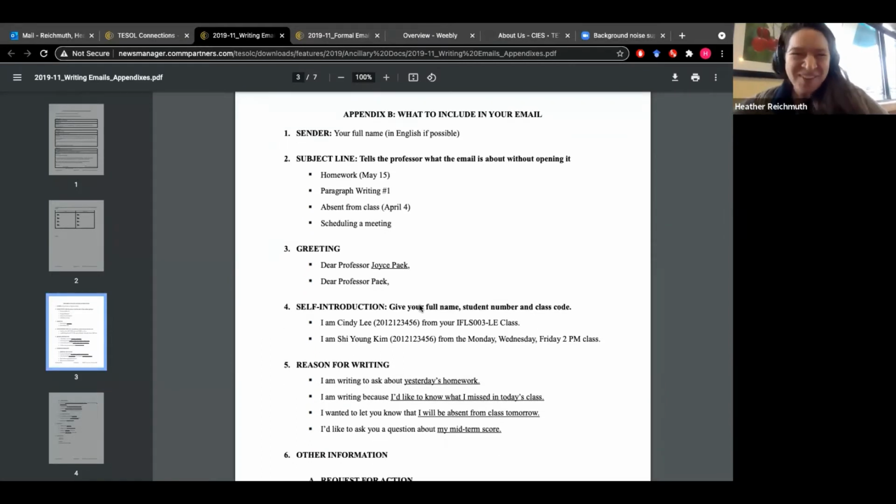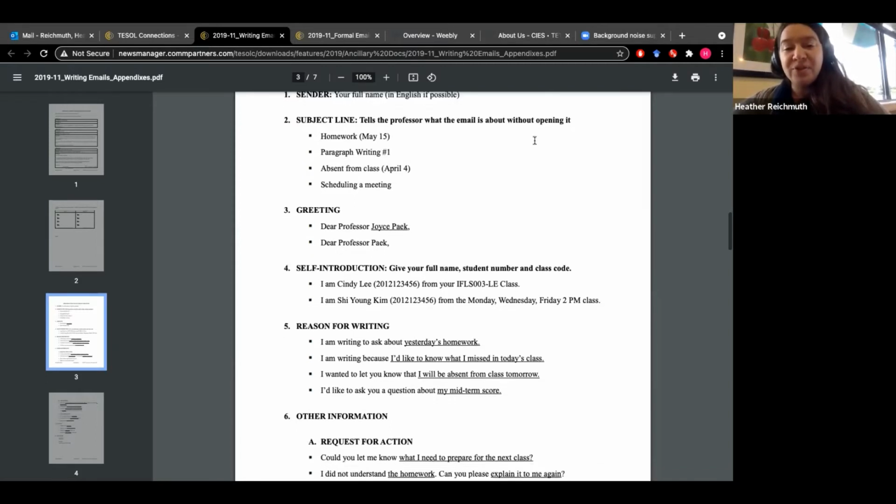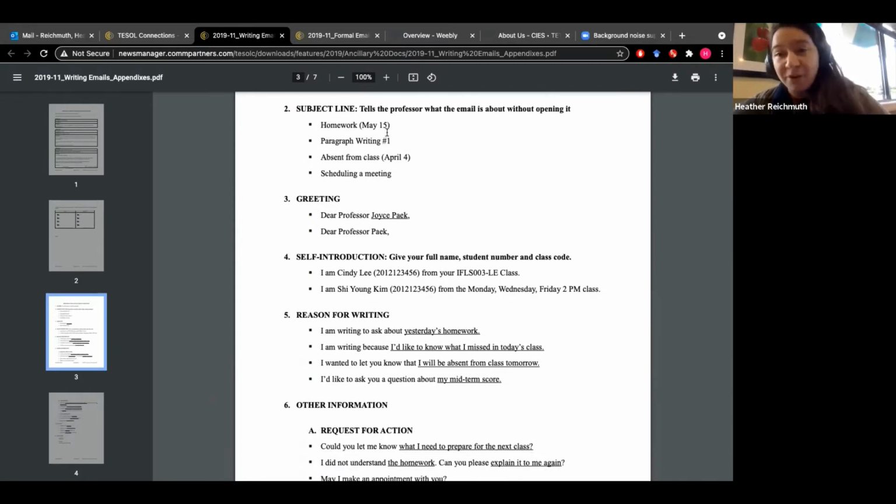I don't know. But then, subject line: tell the professor what the email is about without opening it. And this is really important because professors, teachers, even a company that you're sending an email to, want to know how urgent it is and what it is before they open it. So it's quite important. So label it "Homework from May 15th." Then the teacher knows, okay, when I open this email, I know this is Jin Suk's late homework, and I'll grade it now, and I can just open it.